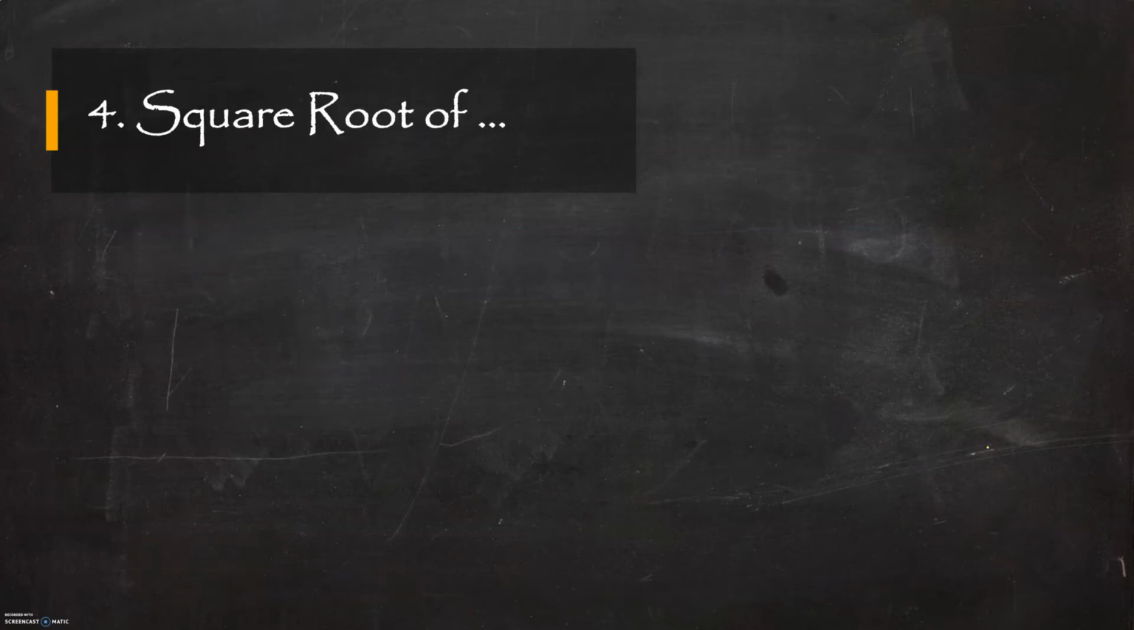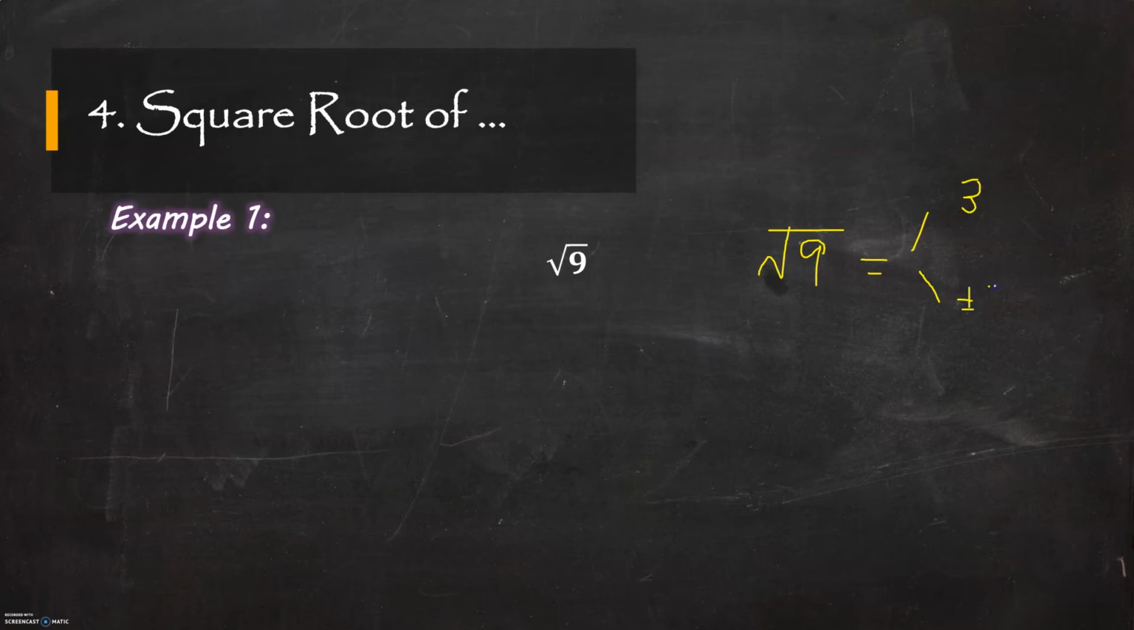Number 4, square root. Square root is kind of confusing, and I have 2 examples. The first one is just given the square root of a number. And so what is the answer for that? I guess many of you will say 3. And some of you will say positive or negative 3. And which one is correct?